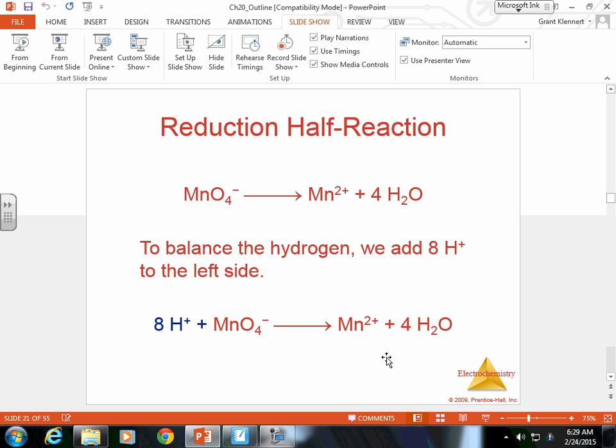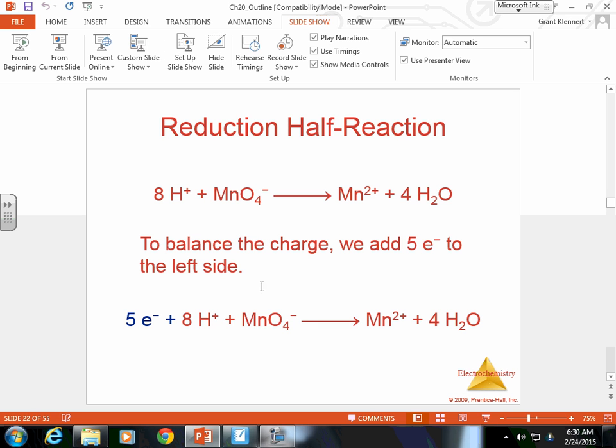Next up, we have to make sure our hydrogens are balanced. Now we've added hydrogens into the equation, so we have 8 hydrogens over here. We're going to add 8 hydrogens on the left-hand side. Last thing that we need to be concerned about is our electrons. We have 1 electron over here. We have 1 electron over here.